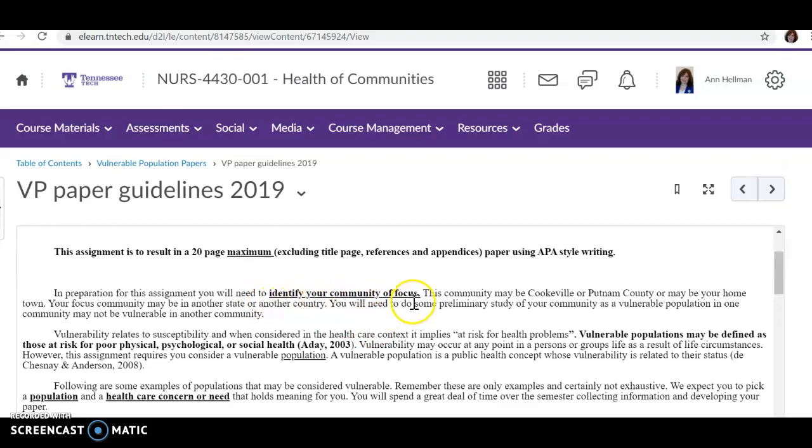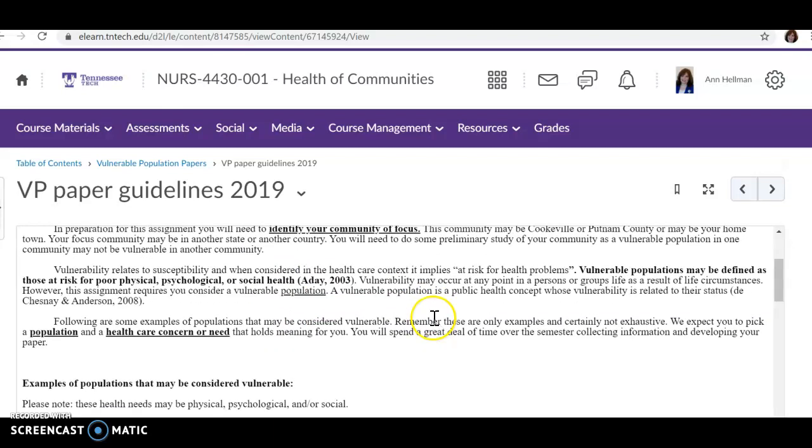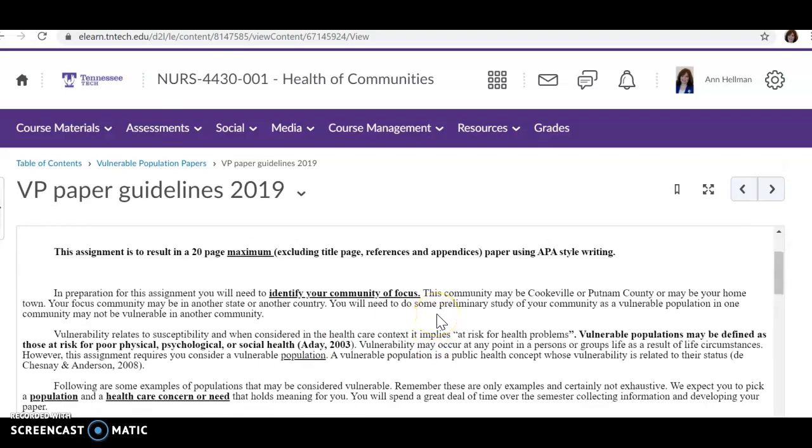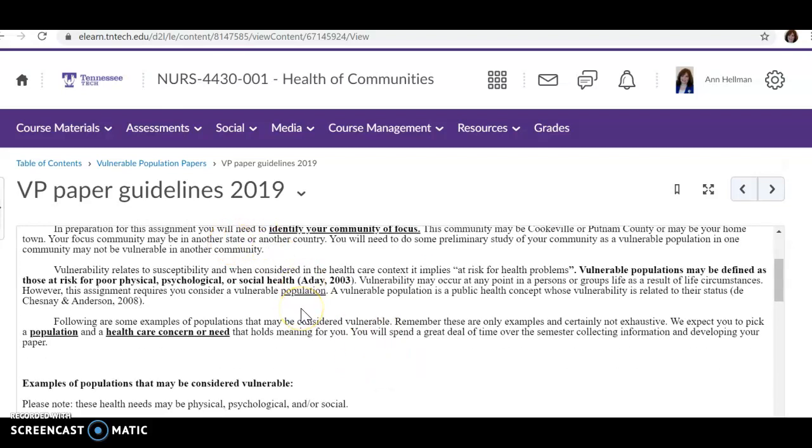You will need to identify your community of focus. You need to situate your population in a community. In other words, that community could be Cookeville, Putnam County. It could be your hometown. It could be another county. But you have to put them in a community, and you'll understand why as we go through these parts of this paper. Here's more information about vulnerability if you want to read through these.